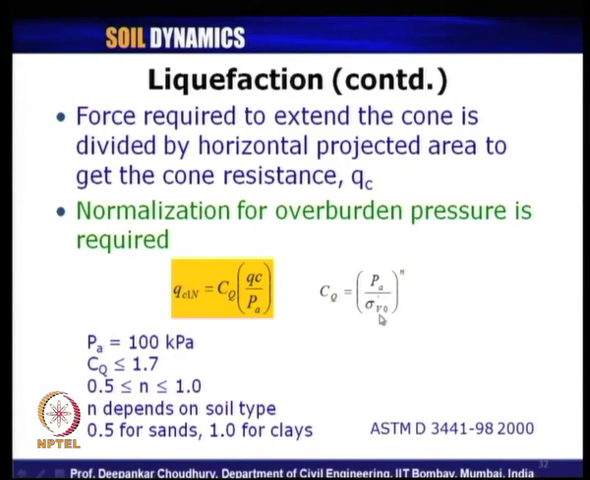Sigma V naught dash is effective vertical stress at the depth where we are calculating the liquefaction potential, and n is a factor which depends on different soil type. It is 0.5 for sandy type of soil, it is 1 for clay type of soil as per the ASTM standard. And n value lies between 0.5 to 1 for a silty soil. And here also we have an upper limit of CQ value of 1.7.